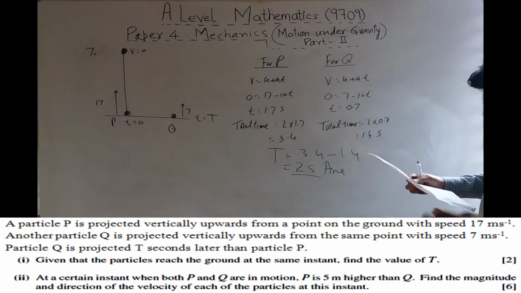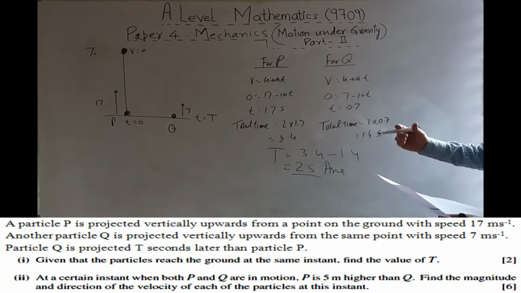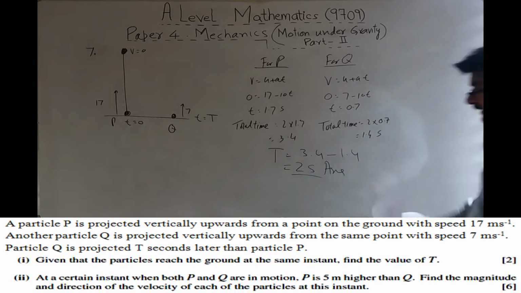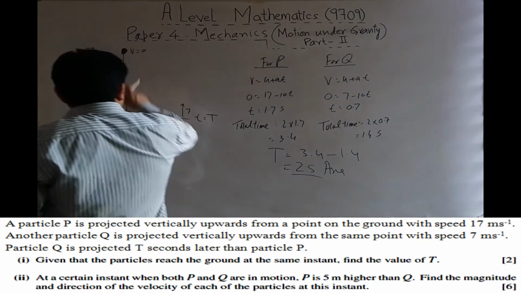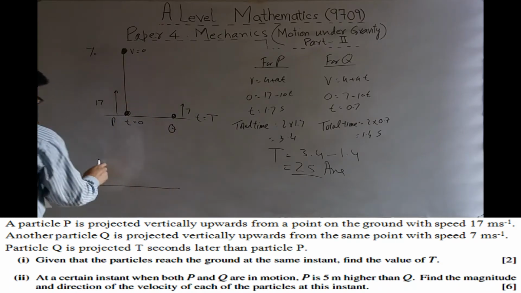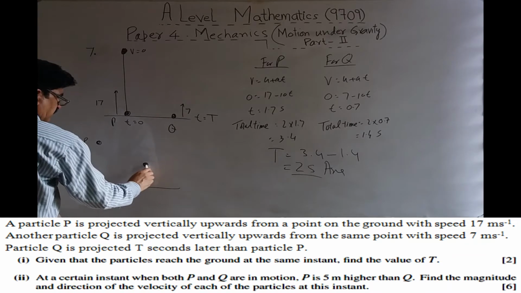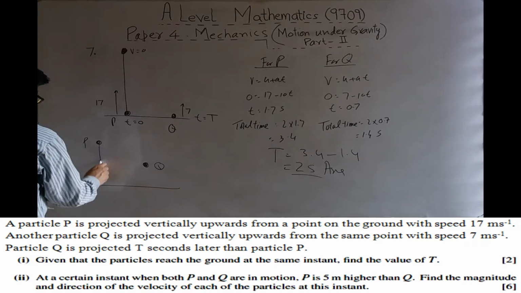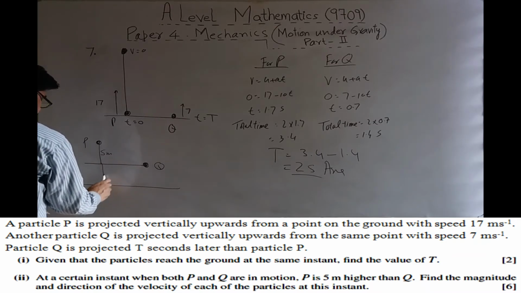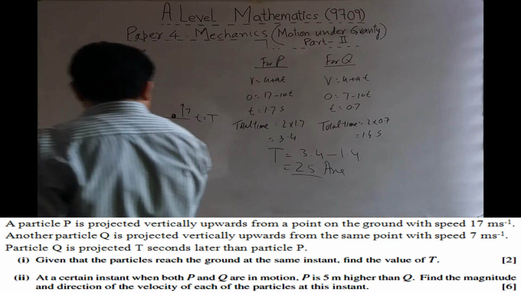So come to the second part. In the second part, at a certain instant when both P and Q are in motion, P is 5 meters higher than Q. Suppose I make a separate diagram. Suppose this is the position of P and this is the position of Q, and this distance is 5 meters. And I say this distance is S. Suppose this is also S.